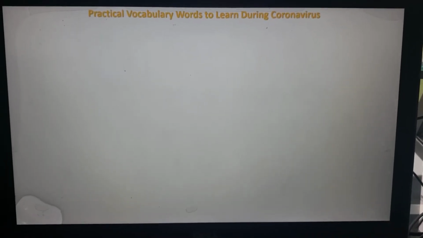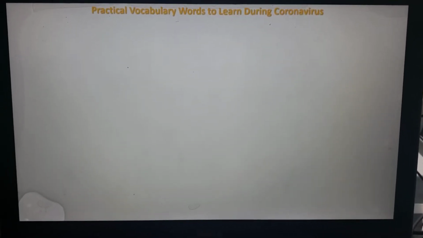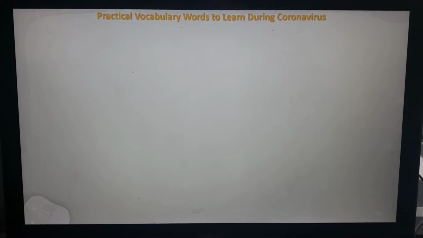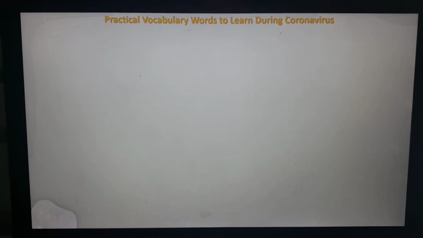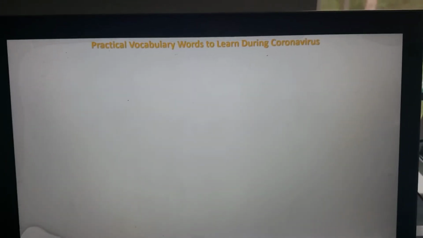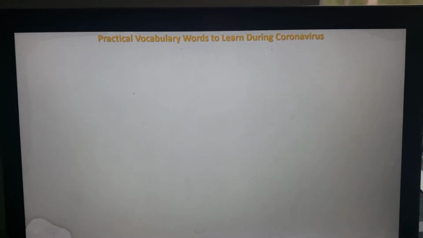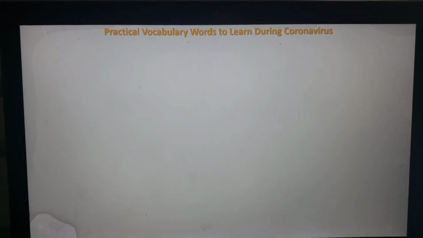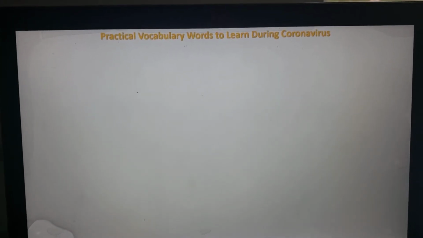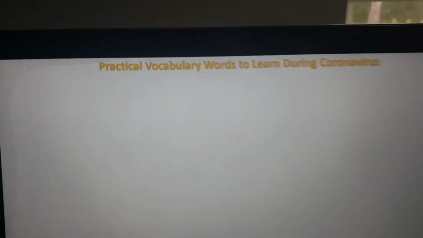Hello, students. As you are resting at home, social distancing yourself from others due to this tragic event called coronavirus, I am trying to come up with 10 words that you can learn during this difficult time.